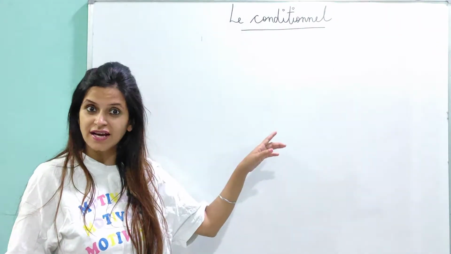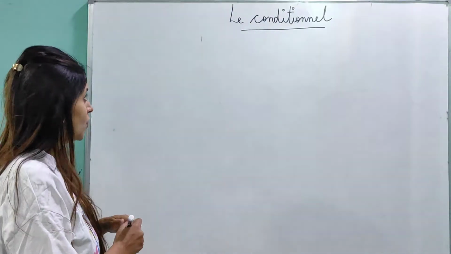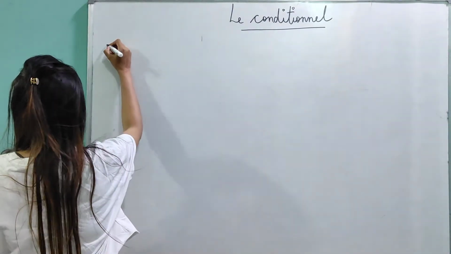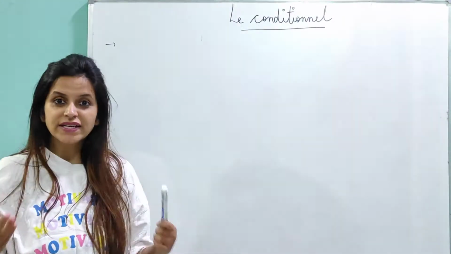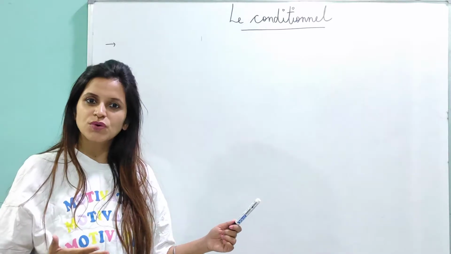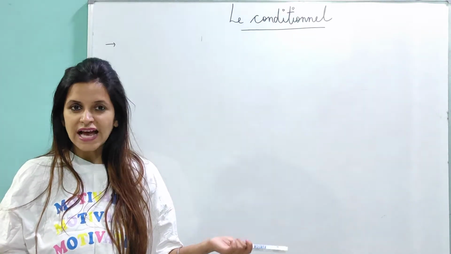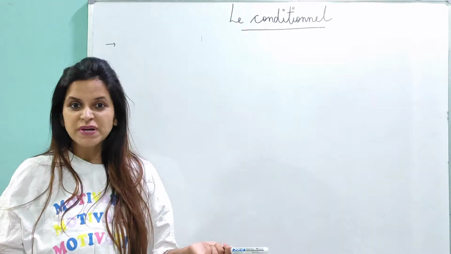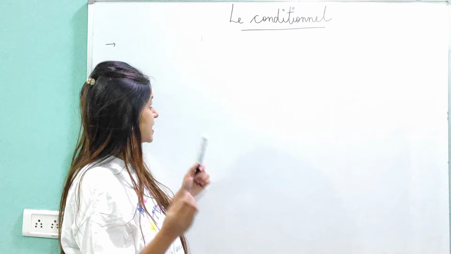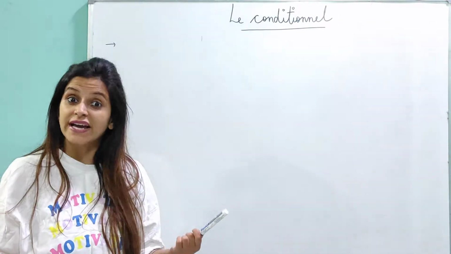So today, let's get started with our next tense, which is conditionnel. What happens in this tense? We use it for politeness. Politeness as in, could you please close the window? I would like to order a sandwich. I would like to order a pizza. Okay, so it's a tense which is used for giving commands in a polite way.